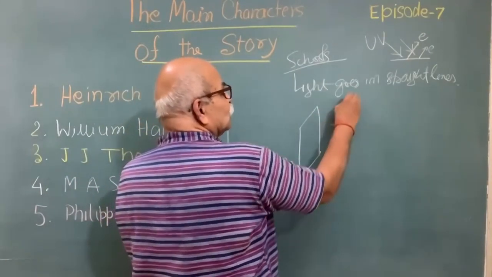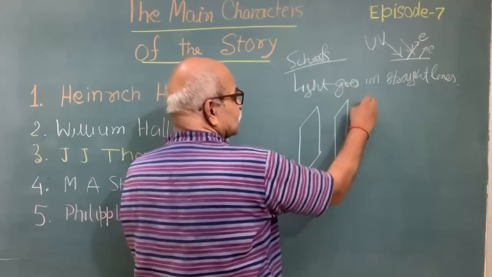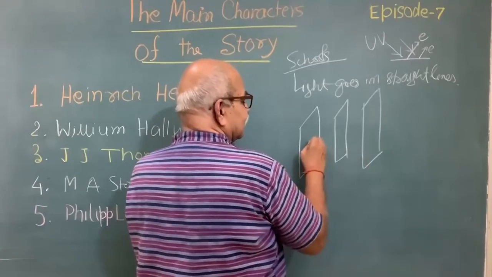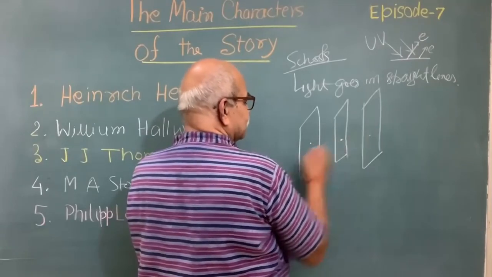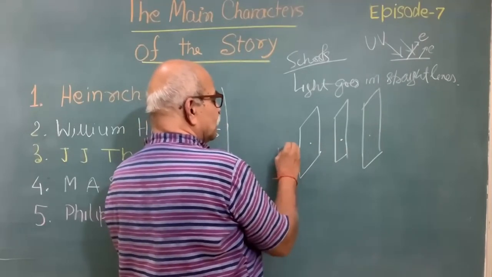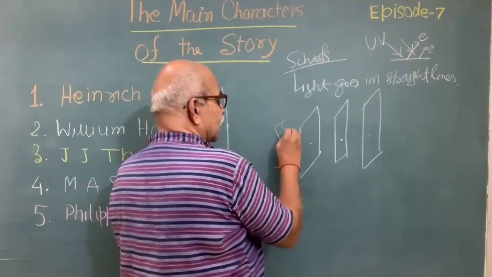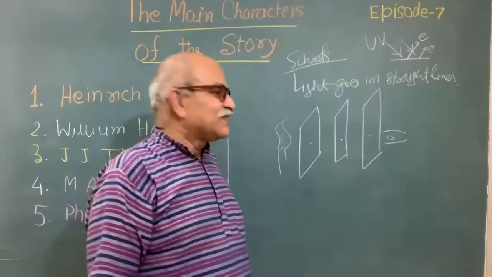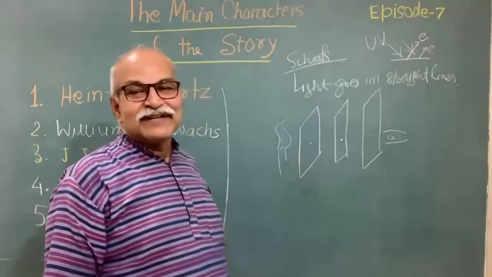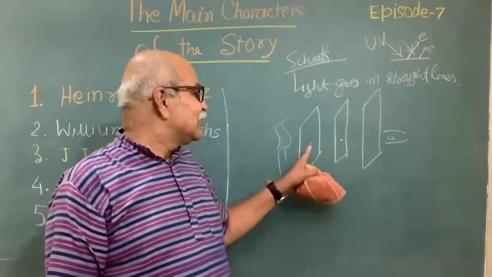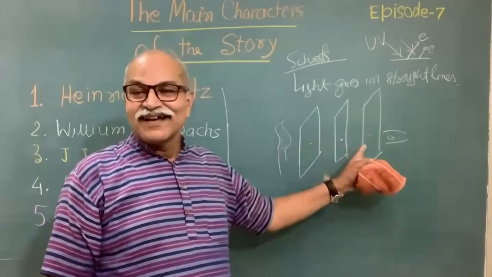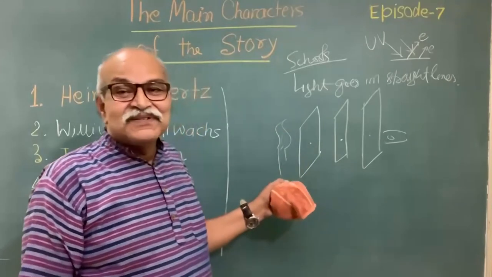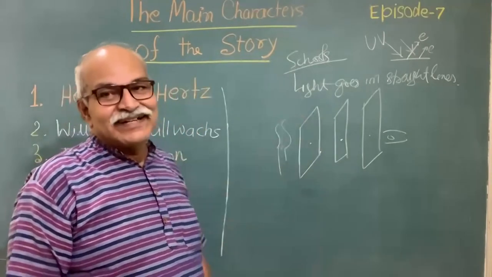Alright, not 2, not 4, 3 cardboards. Place them parallel to each other and then put holes in them, and on one side you have a candle and on the other side you have an eye. So this eye can see the candle flame only if the three holes are in one straight line, otherwise it does not see. So that's the proof that light goes in straight lines.